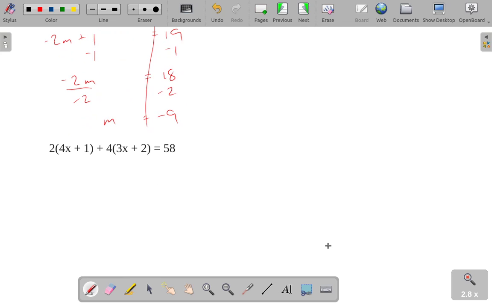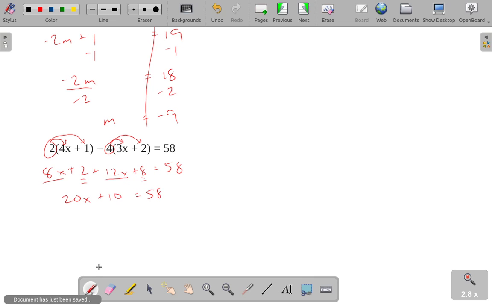Last example. I need to distribute my 2 through these parentheses, giving me 8x plus 2. I need to distribute my 4 through these parentheses, giving me 12x plus 8. Now I can combine like terms. The 8x and the 12x give me a 20x. The 2 and the 8 give me a 10.